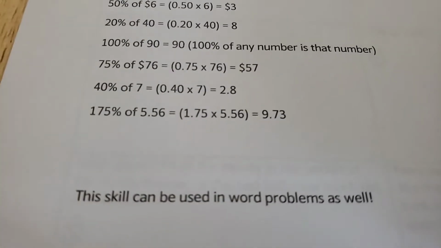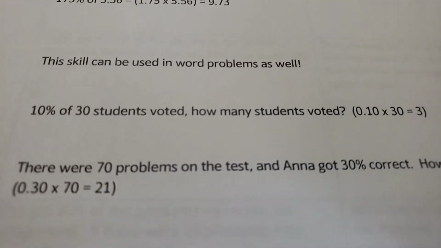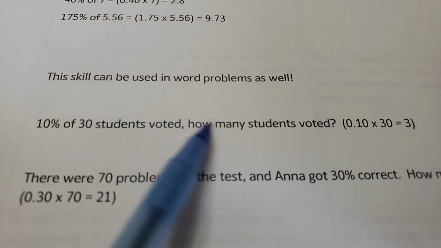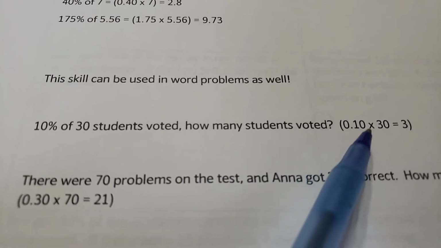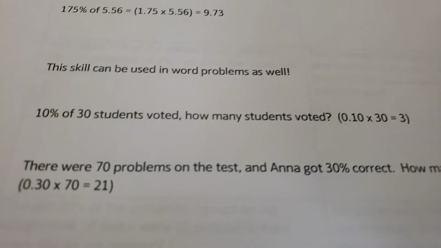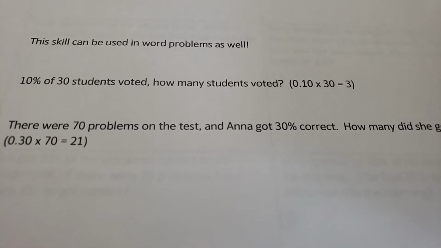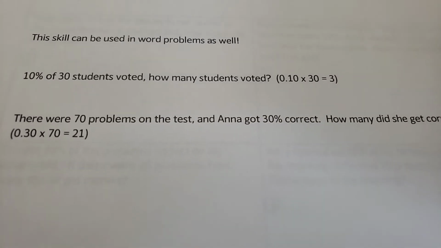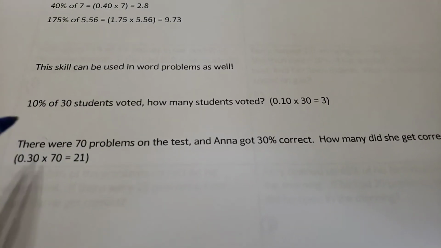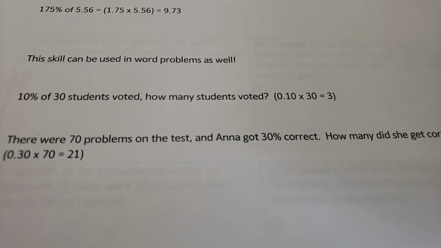All right? So we can still use this skill in word problems also. If 10% of 30 students voted, how many students voted? Well, I would just take 10% and turn it into the decimal 0.10, and times it by the 30, and you should get 3. 3 students voted there. And here's another one. If there are 70 problems on the test and Anna got 30% correct, how many did she get correct? Well, she got 30% right. That means you just take 0.30 times 70, and it gives you 21.